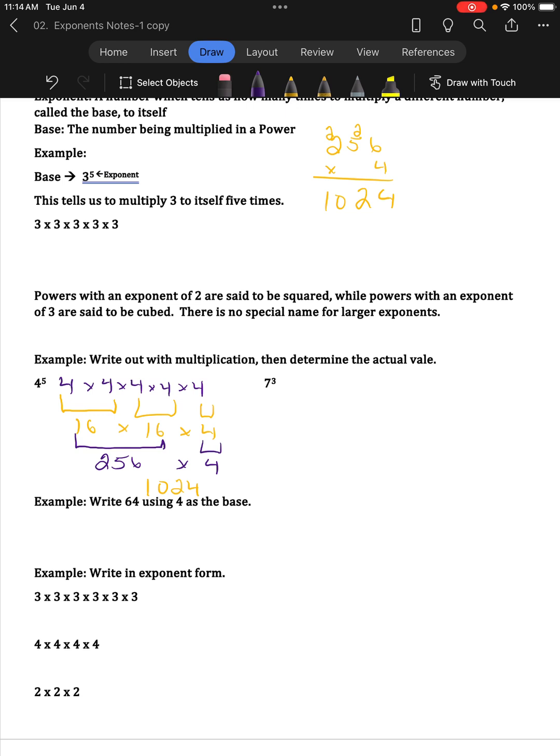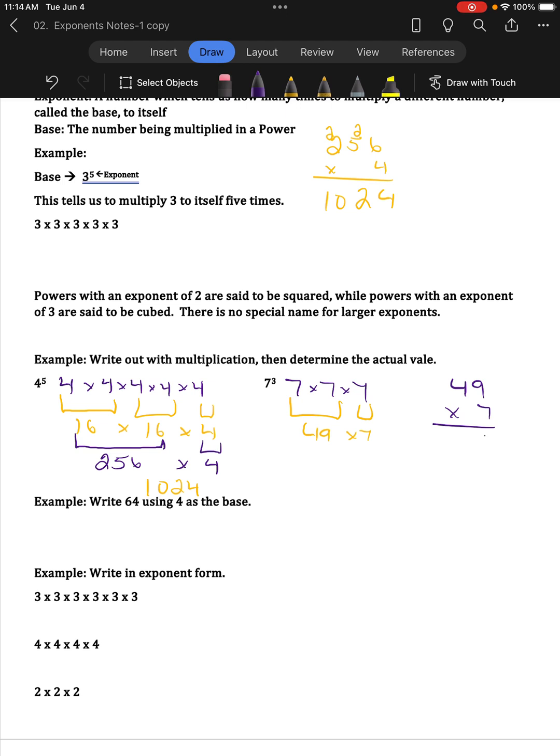We're also asked to write out with multiplication and determine the value of 7 cubed. So let's see. The exponent is 3, which means I have 3 copies of the base. The base is the 7. Again, multiplication, we can only multiply two things at a time. 7 times 7 is 49. And this third 7 is along for the ride. Now we have a multiplication statement of 49 times 7. Again, might not know that off the top of your head, so we can do it on the side.